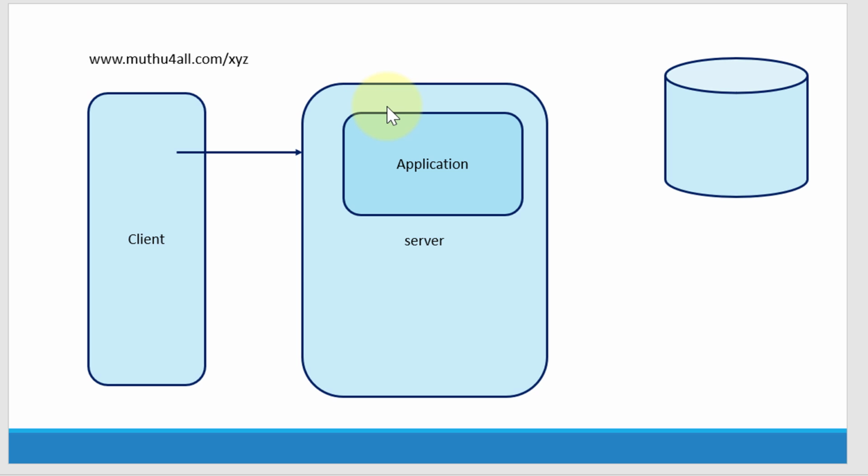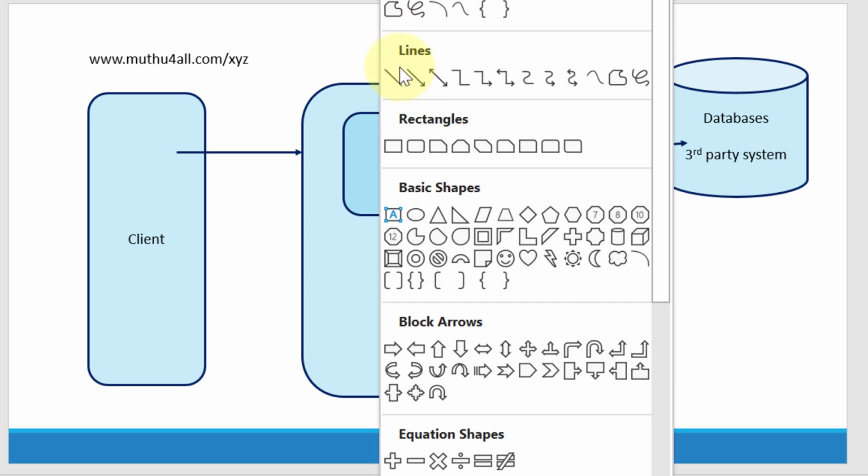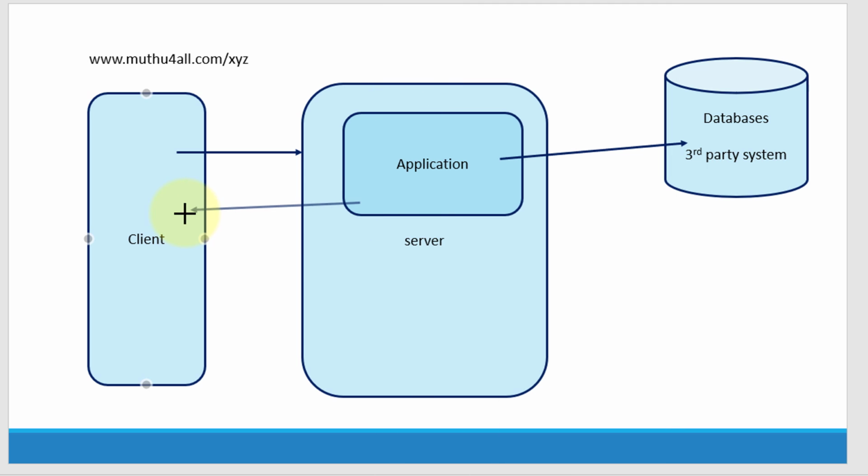And within the server, I need something that we call an application. That application is going to generate the response by collecting the data from different databases or a third-party system. Once the response is available in the required format and if it is satisfactory, the application is going to send the response back to the client saying, hey, here's your resource. This is how a typical request and response works.